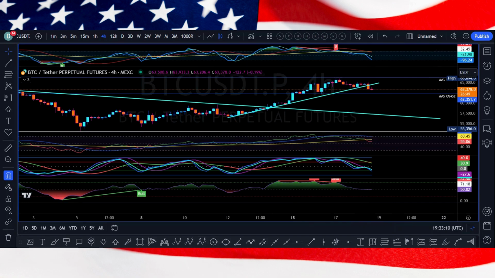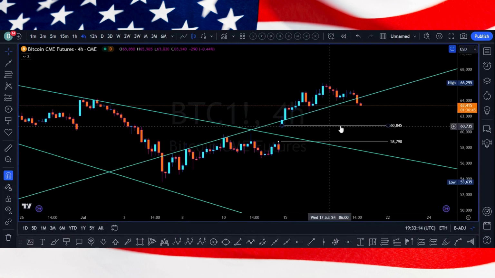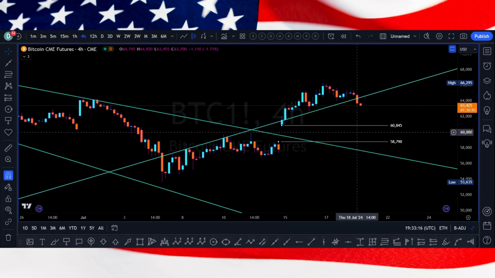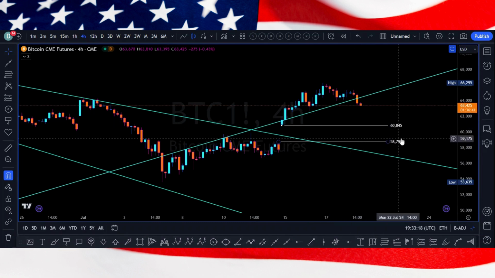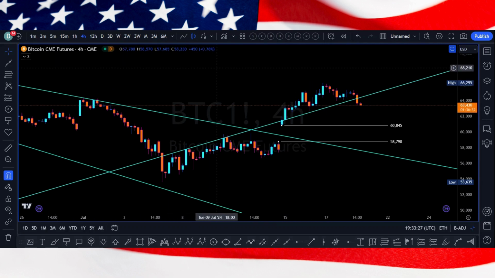Did manage to do a saver. That's a CME right here. So if we don't fill the gap, which is here, we could just come back and test here, because gaps act as support as well. So we'll see. Didn't hold it that time over here, but we'll see.